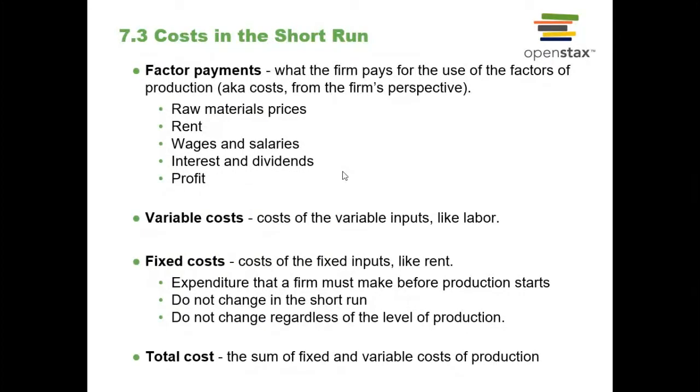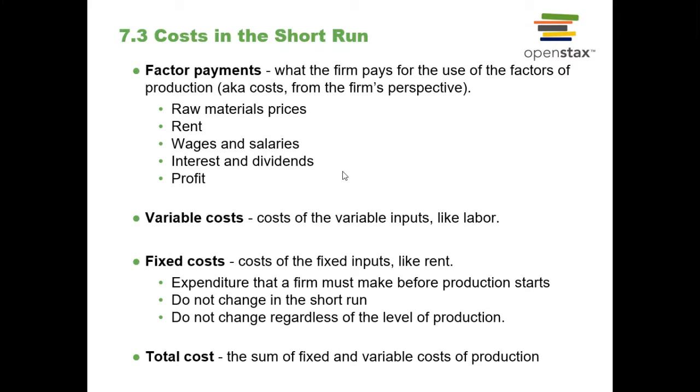In the short run, the firm faces a bunch of costs. Raw materials, rent, wages and salaries, interest, profit. Profit is a cost. It is the cost that goes to entrepreneurs, the owners of the firm. Just like wages are what go to the laborers, rent is what goes to the owners of the land, raw material prices are what goes to the input owners, and interest goes to the owners of capital. Profit goes to the owners of the firm.